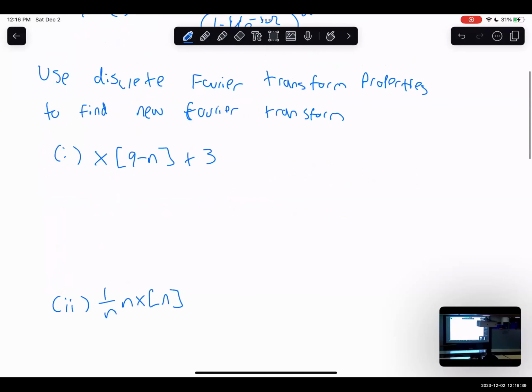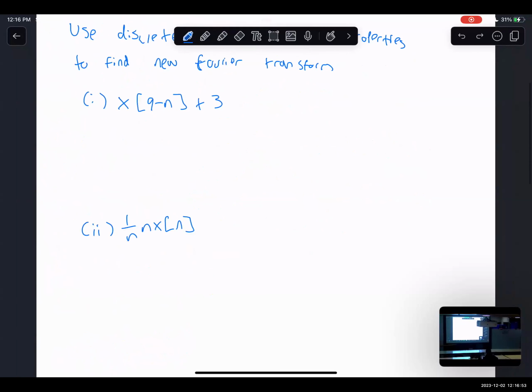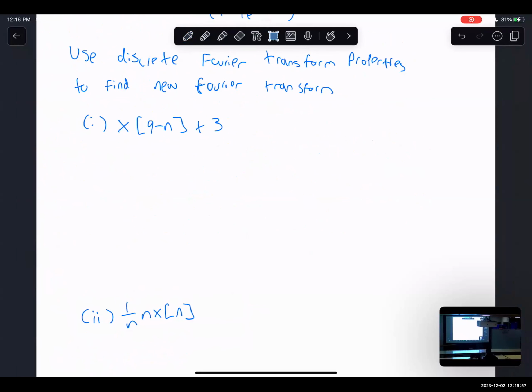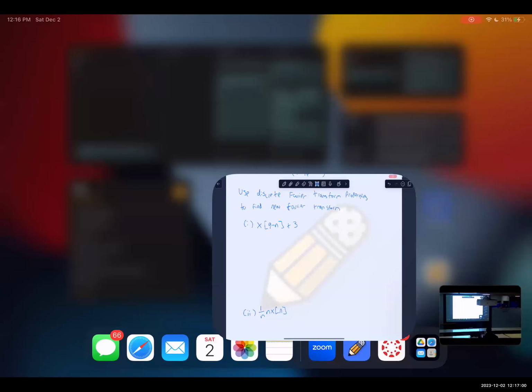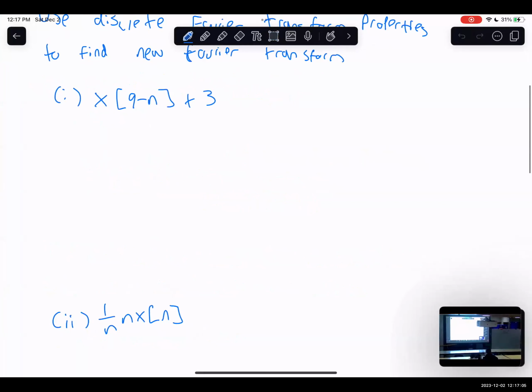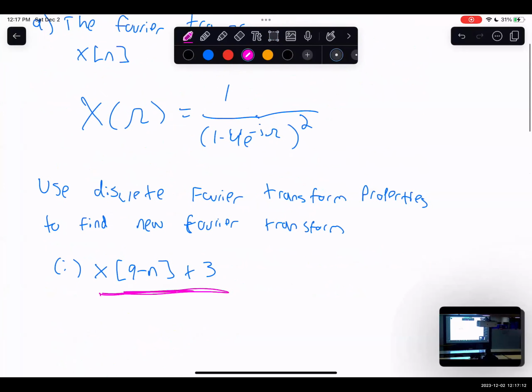So to solve this problem, you're going to want to look at the properties table. And the reason we're using the properties table is that way we don't have to recalculate any Fourier transform. We already know the Fourier transform. So we're going to use these Fourier transform properties to find the new Fourier transform. So the first step is to look at the equation that you're given and see which properties here are seen in the Fourier transform properties, and then apply those properties to this.